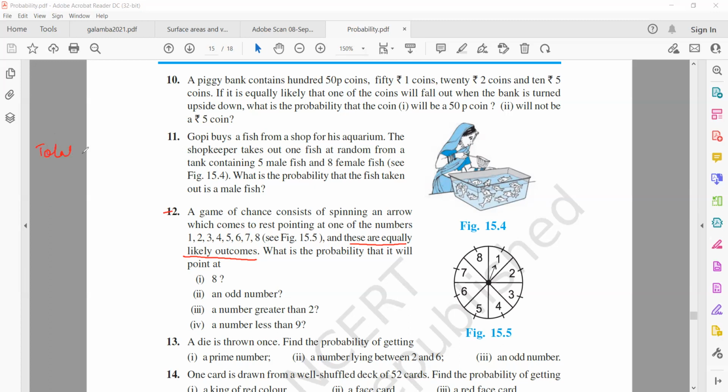So how many total number of outcomes are there? Either the outcome is 1 or it can be 2, 3, 4, 5, 6, 7, 8. It can stop at any of the numbers. So total number of outcomes are 8 in this case. So what is the probability that it will point at 8? My favorable outcome is this one, and every outcome is equally likely. There's only one 8 here, so my favorable outcome is only 1, and total outcomes are 8. So this is the answer, 1 by 8.